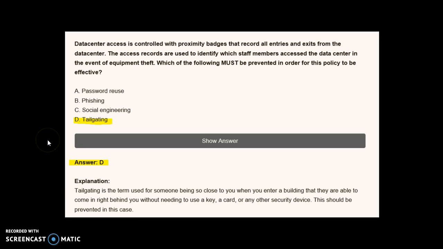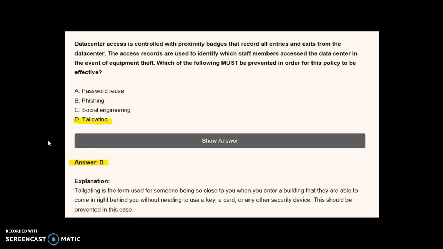D, tailgating. Tailgating is a term used for someone who is so close to you when you enter a building that they are able to come right behind you without needing to use a key card or any other security device. Actually, funny thing, someone actually got busted by a red team that came to their hospital, different base, that were doing the security checks.